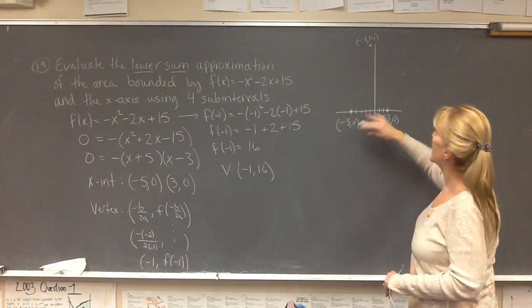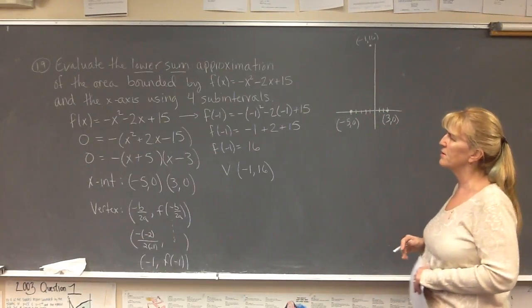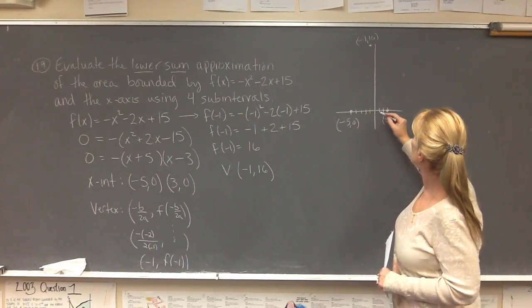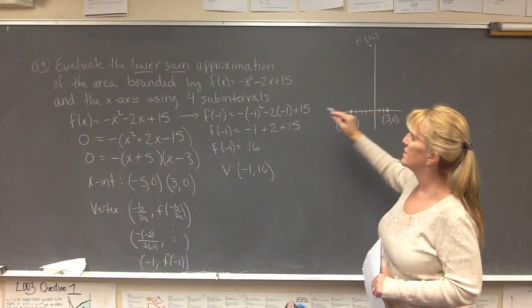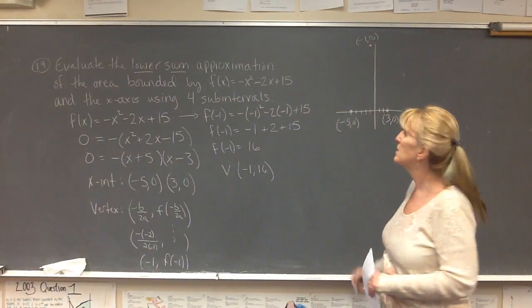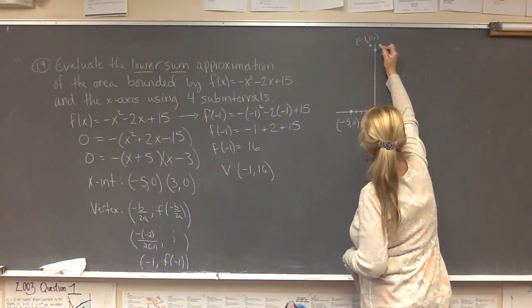I want to find the area bounded by this, and I don't really care what's going on below, because I want the area bounded by the function itself and the x-axis. So I think I'll throw a 0 into my original function. If I throw a 0 into this function, I get a 15 out of the deal, which is my y-intercept, 0, 15.